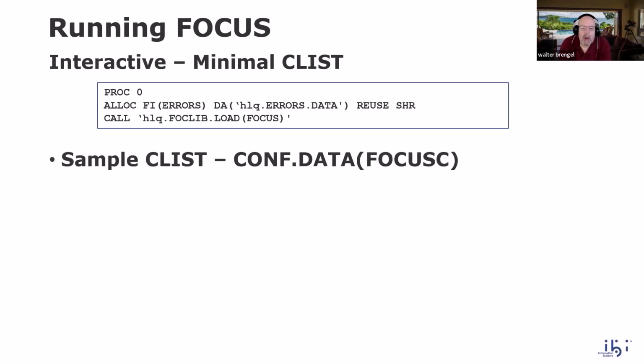which is in foclive.load. When you do the installation for version 7.7 and higher, we have a sample CLIST that would be in conf.data. It's called FOCUSC, the C meaning CLIST, which will give you already set up to run CLIST based on the high-level qualifier that you used when you installed.